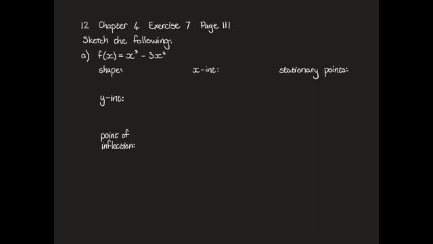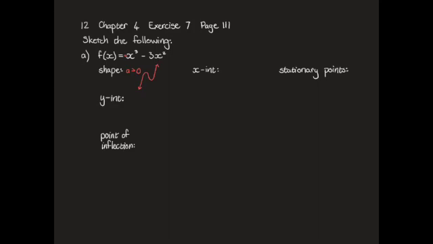Okay, so let's start by determining the shape of it. Because a is more than 0, in other words it's positive over there, we know that our cubic function is going to end off by going up. So there we go. That's the shape.